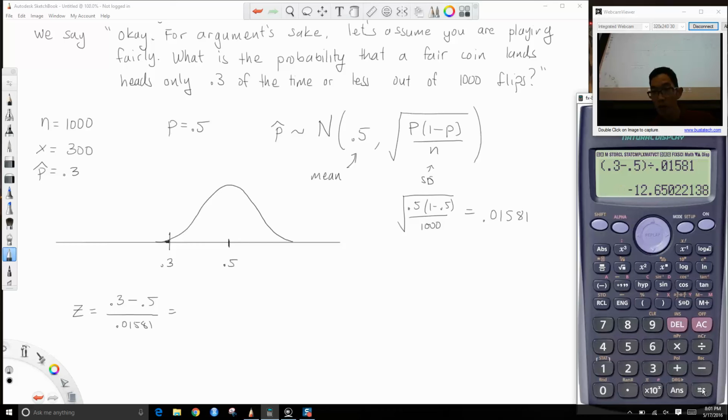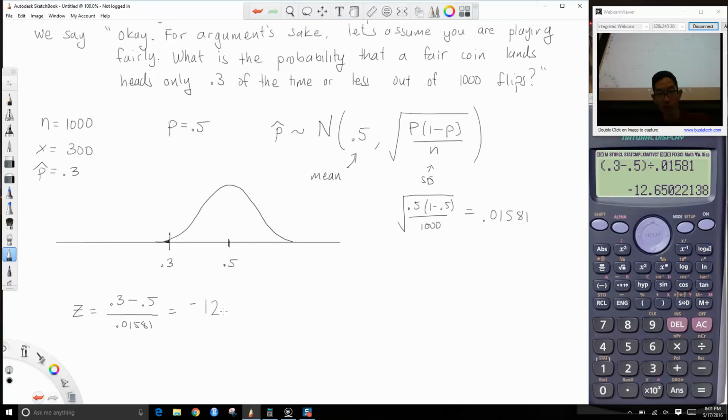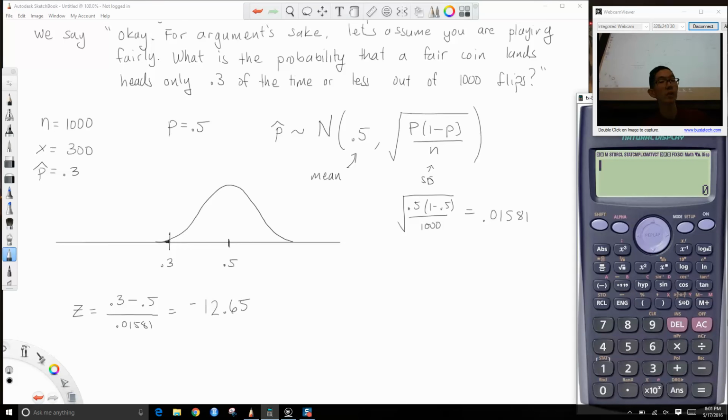Okay, you're getting a z-score of negative 12.65, is that what we're getting? Yeah, but isn't the z-score x minus the mean, which would be 300? What we're doing is reality versus the expectation, right? So the reality is 0.3. This is the proportion we got, 0.3, and the expectation is 0.5. Okay, so we're getting a z-score of negative 12.65.